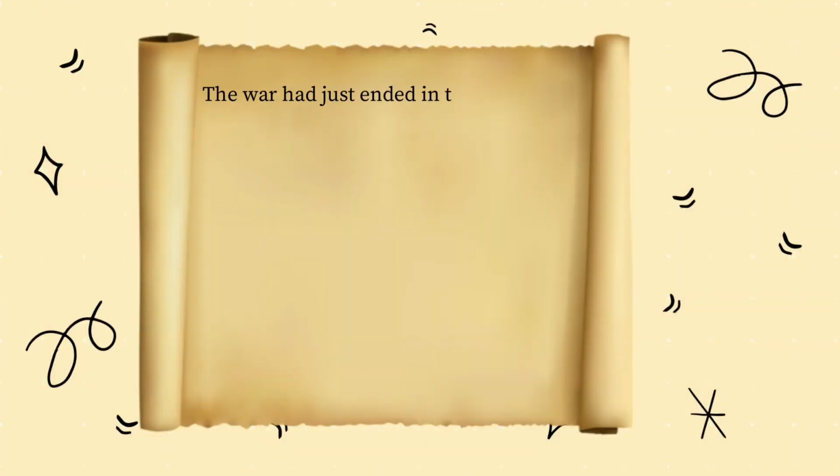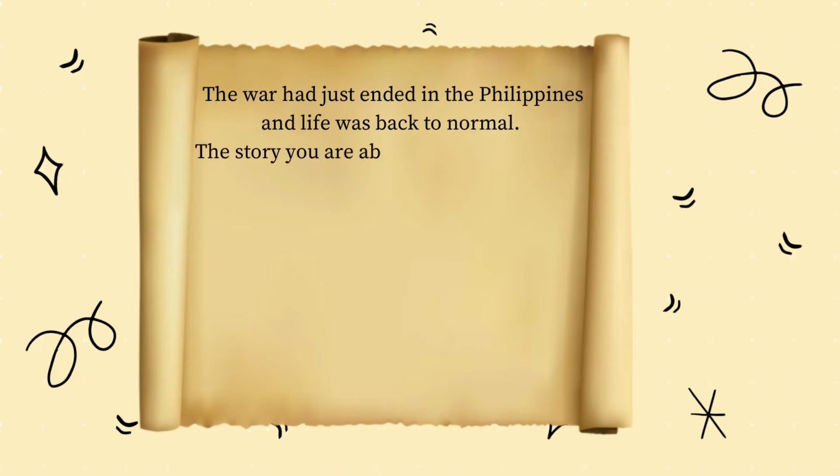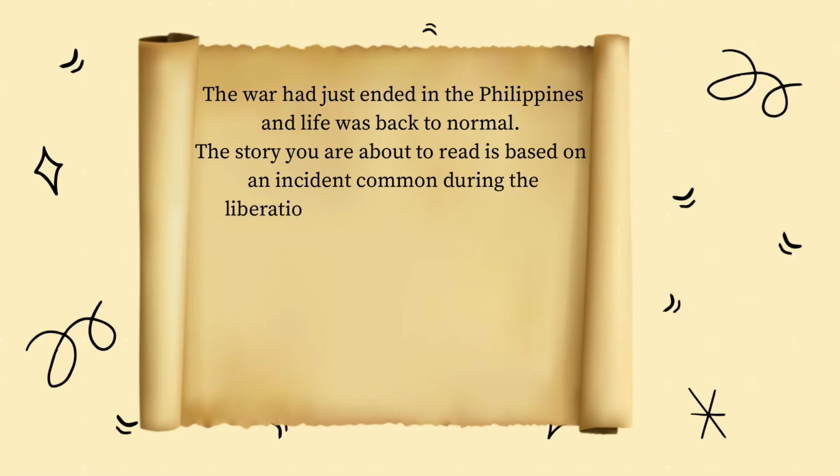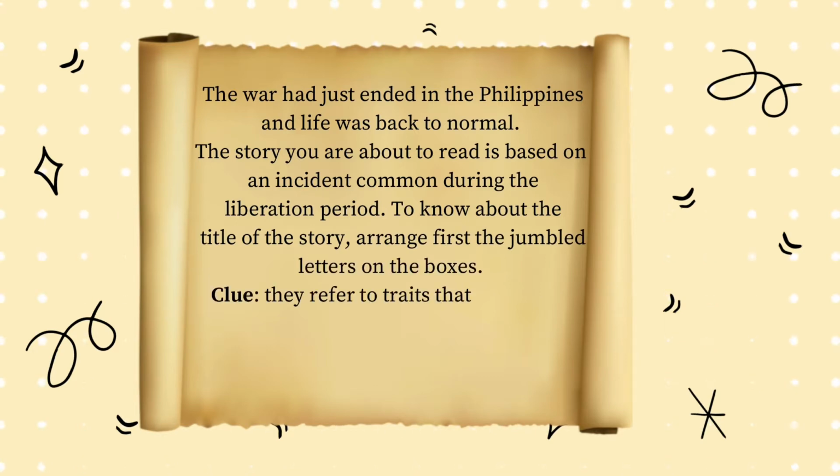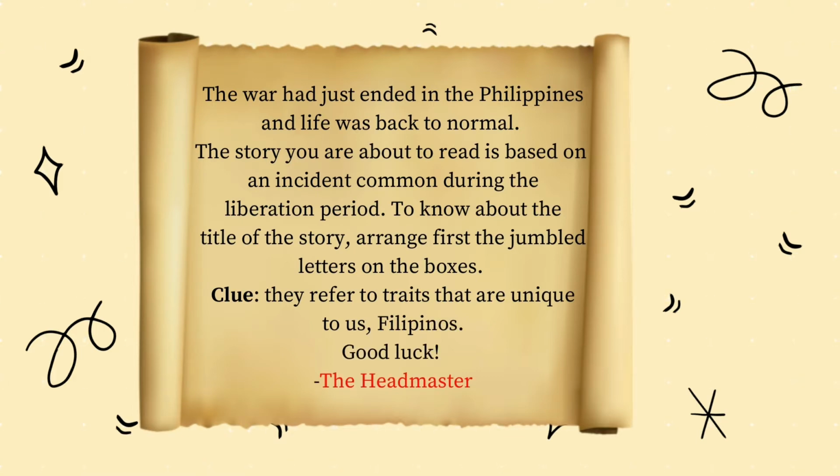The war had just ended in the Philippines and life was back to normal. The story you are about to read is based on an incident common during the liberation period. To know about the title of the story, arrange first the jumbled letters on the boxes. Clue: they refer to traits that are unique to us, Filipinos. Good luck!